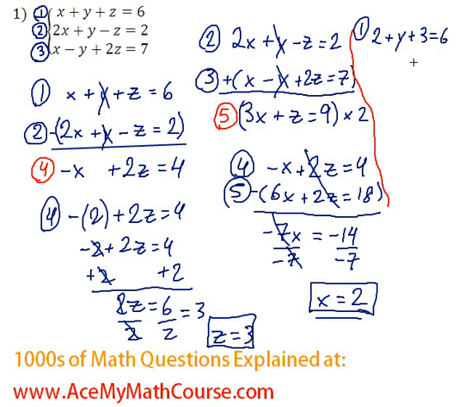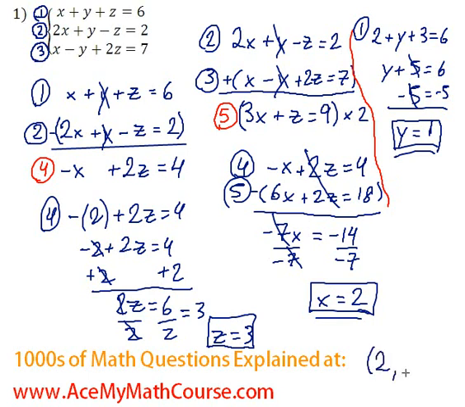So 2 plus 3, 5 of course. You can subtract 5 from both sides of the equation. And y, 6 minus 5, 1. That's it. So we have solved our system, and we can write the solution as x, comma, y, comma, z. That's it.